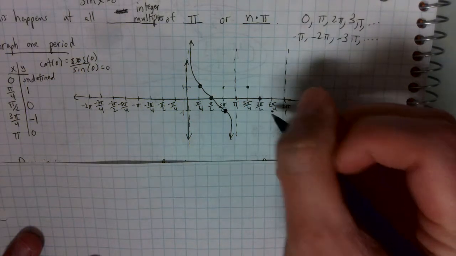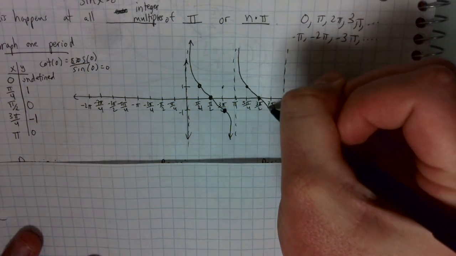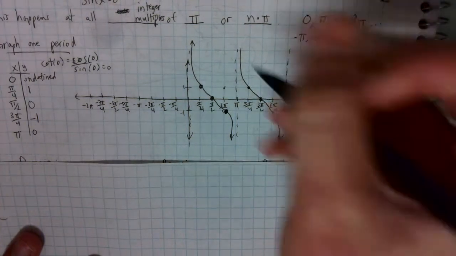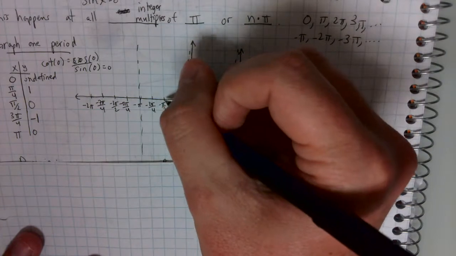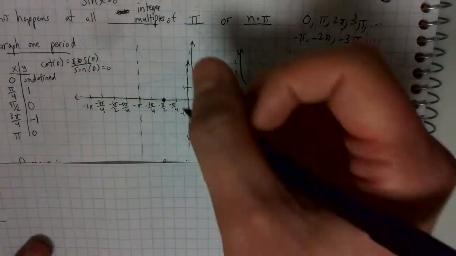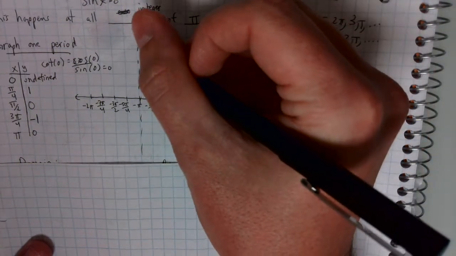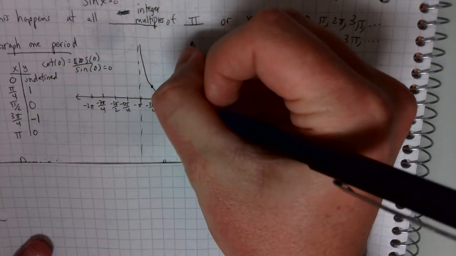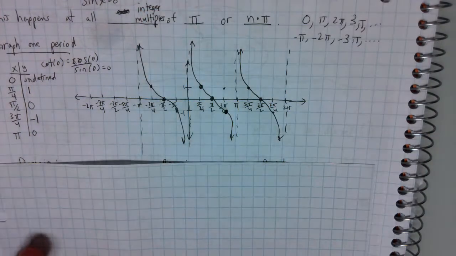Got 1, got negative 1. So we've got infinity, it flattens out, and then goes down to negative infinity like that. Same thing happening to the left. At pi halves, you have a 0 because that's where your cosine is 0. We've got 1, negative 1, and again, flattens out and then shoots down to negative infinity like that.